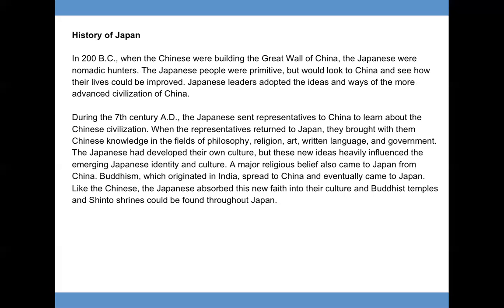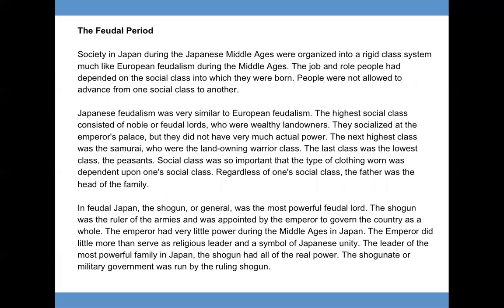A major religious belief also came to Japan from China: Buddhism, which originated in India, spread to China, and eventually came to Japan. Like the Chinese, the Japanese absorbed their new faith into their culture, and Buddhist temples and Shinto shrines could be found throughout Japan. The feudal period.